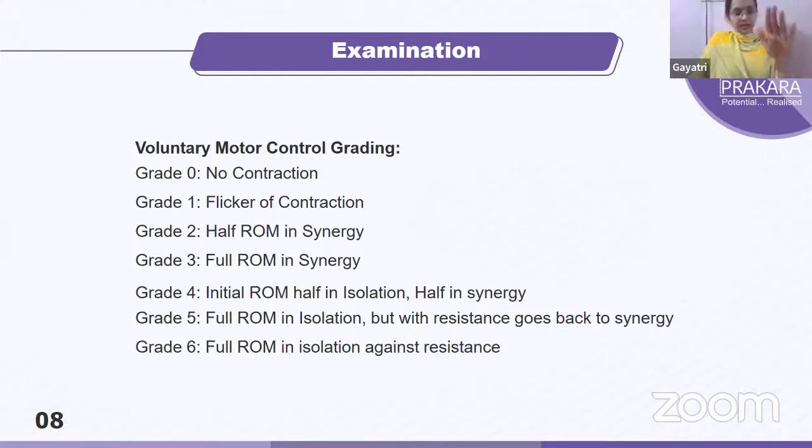It's okay, my face is cut because my priority is on the shoulder right now. You wanted the shoulder flexion, isolated shoulder flexion. So initial half range of motion would go normally and then would pick up like this. If you can notice, this is grade 4. Okay. Grade 5, full range of motion in isolation, but with resistance, it goes back to synergy.